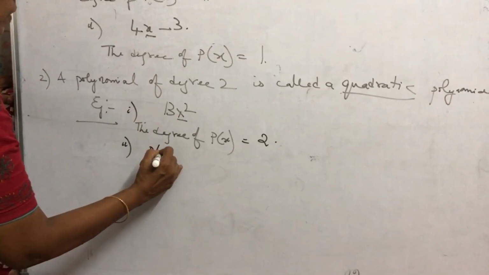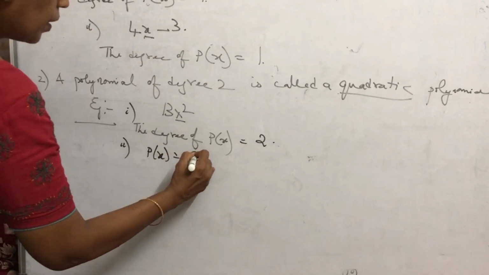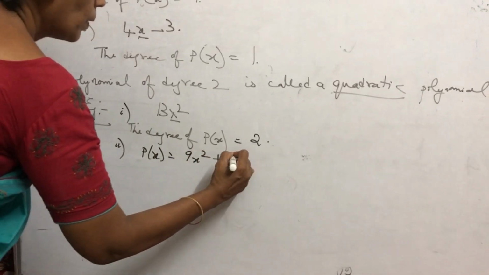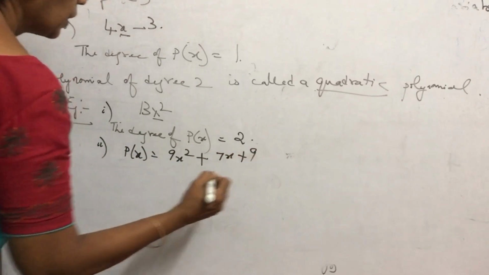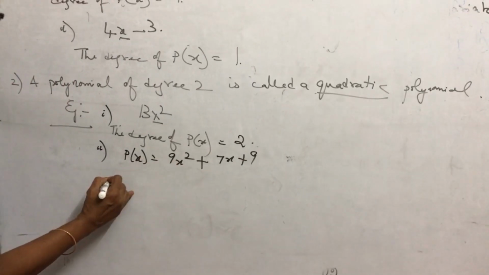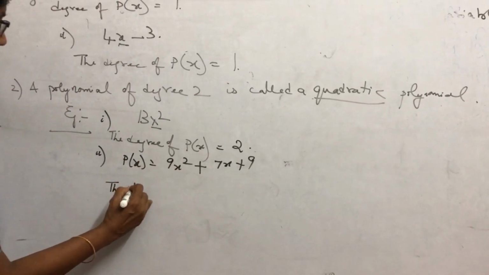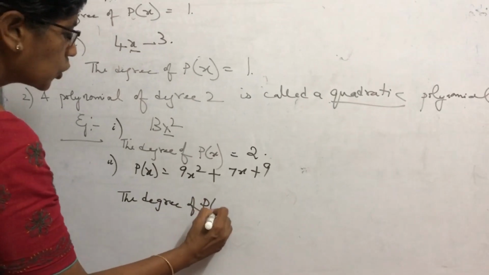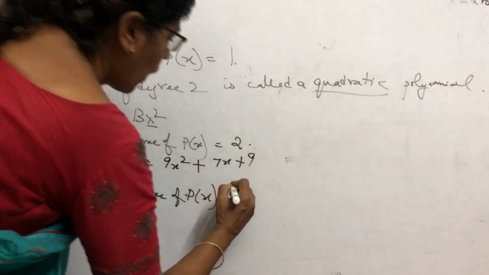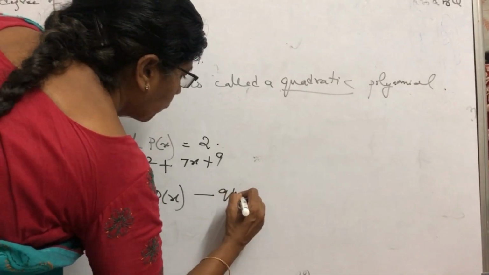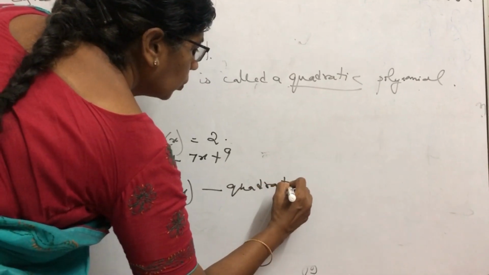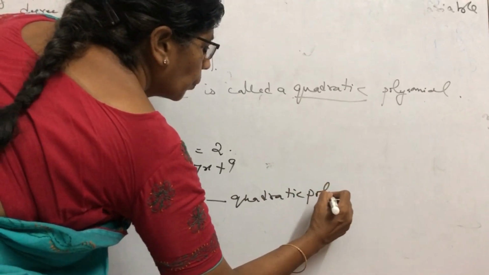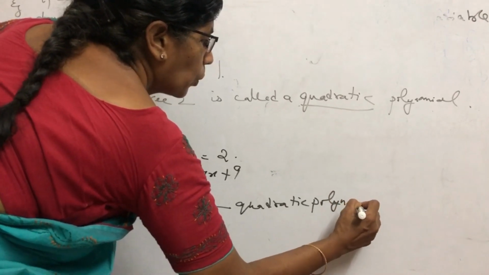P of x is equal to 9x squared plus 7x plus 9. The highest power of x, the degree of p of x, is 2, and so you call it a quadratic polynomial.